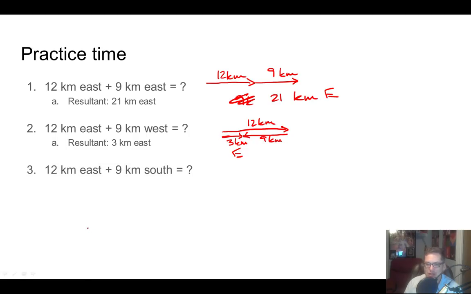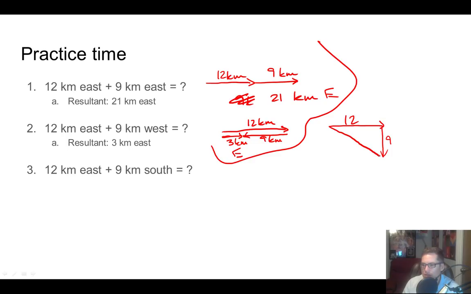Now life gets more exciting. We're going 12 kilometers east, so that's these guys so far. 12 kilometers east, 9 kilometers south. So we got our 12, and we're going 9 kilometers south. Then we go 9. So our resultant is going to be tail of the first to tip of the last, so our resultant is going to be this one right here.